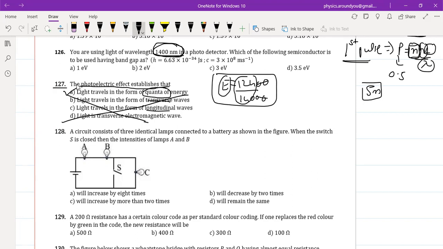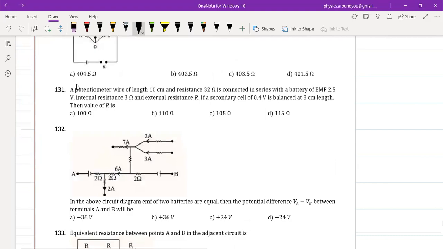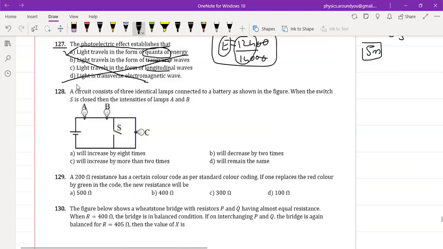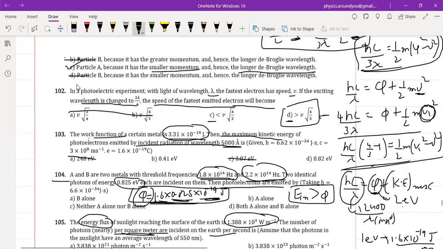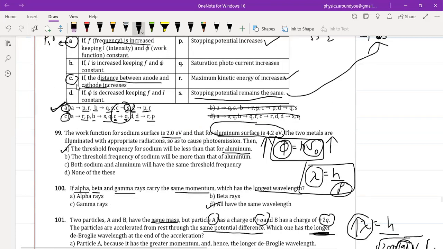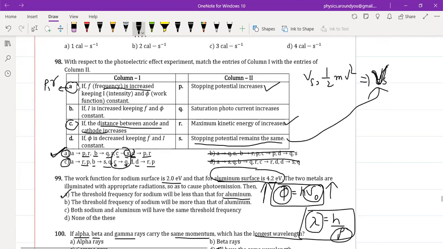These are the quick approaches to the questions of modern physics or dual nature of radiation and matter in your NEET test 5. Most of them can be solved through elimination. Some of them have long mathematical calculation. So if you increase your calculation speed, good for you.